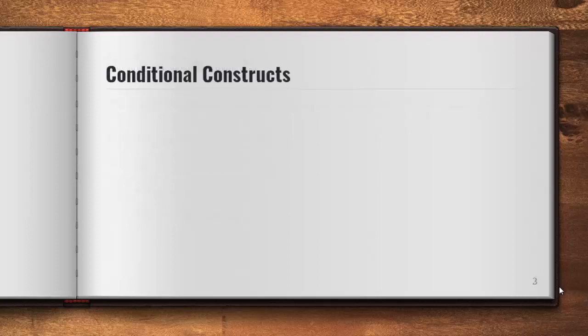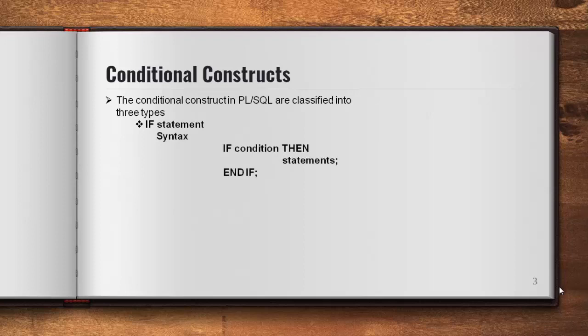To start with, conditional constructs. As the name states, each and every construct over here will be executing based on decision making. The best examples are if and if else if. So conditional constructs in PLSQL are again classified into three types. Number one is the if statement, which we already know. The syntax of the if statement is: if, you use a condition, and then you use a then keyword. At the end you have to provide end if with a semicolon. So this is the format of the if statement in PLSQL.